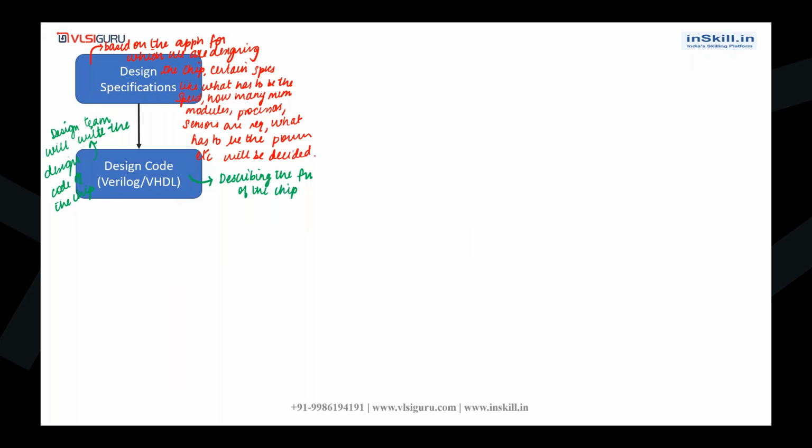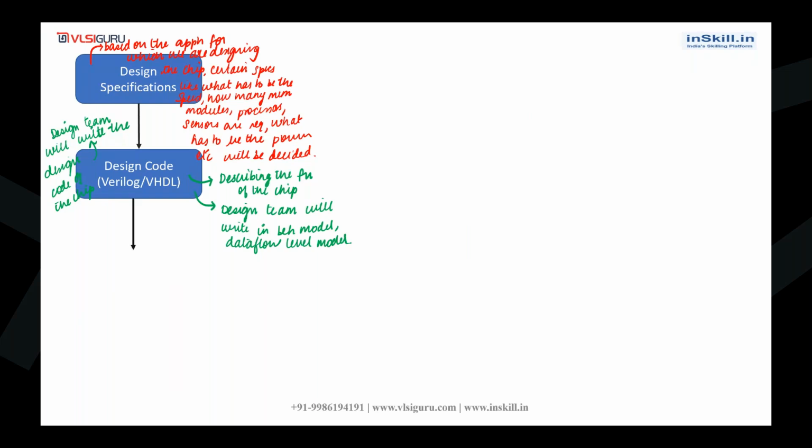The design team will actually be writing it in a behavioral model and data flow level model. So the design team will write the design code of the chip, describing its functionality, in behavioral model and data flow level model form.